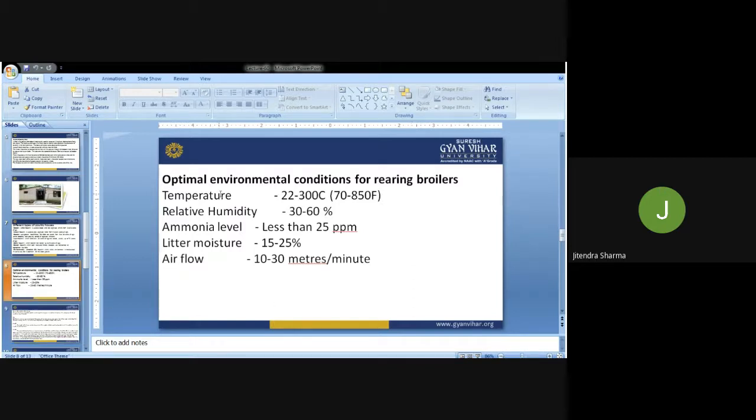So these are the optimum environmental conditions for rearing broilers. Because we keep broilers for a maximum of 8 weeks in our house, that is the ideal situation: the temperature, relative humidity, ammonia level, litter size, and airflow that are scientifically recommended, which we have discussed.